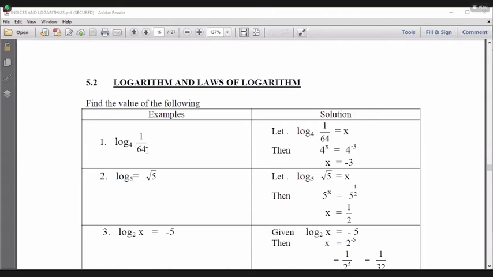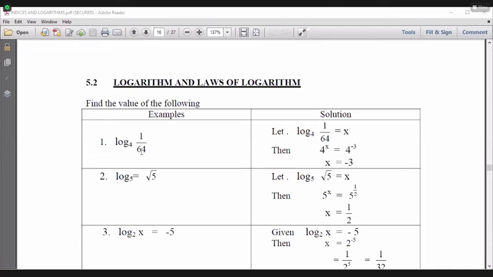Is that true? Samuel Mwangi, is that true? Yes. So the next step I can write is the same as log to base 4 of 1 over 4 cubed. So instead of 1 over 64, I write 1 over 4 cubed. And 1 over 4 cubed is the same as 4 raised to the power negative 3. So I have second stage: log to base 4 of 4 raised to the power negative 3.